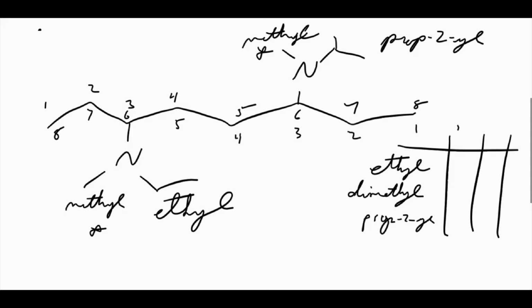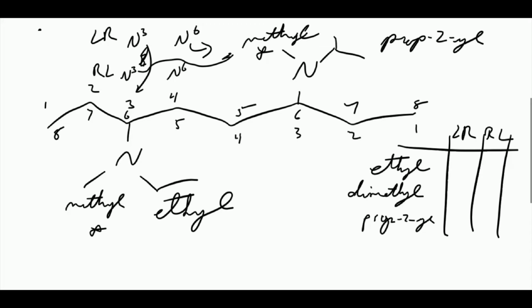So left to right versus right to left. Now, the way you number it when you have multiple nitrogens, things bound to different nitrogens, going left to right, you have N3 versus N6. N3 is down there, N6 is over there. Versus right to left, N3 versus N6, it reverses. Now N3 is the one over there versus N6 being the one over here.